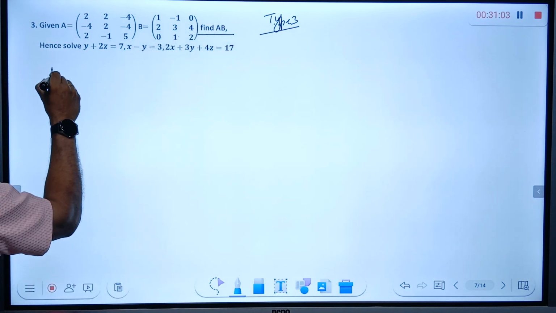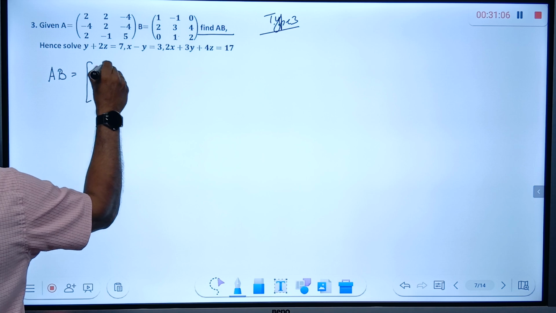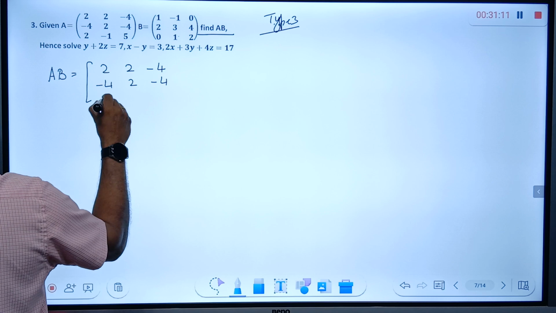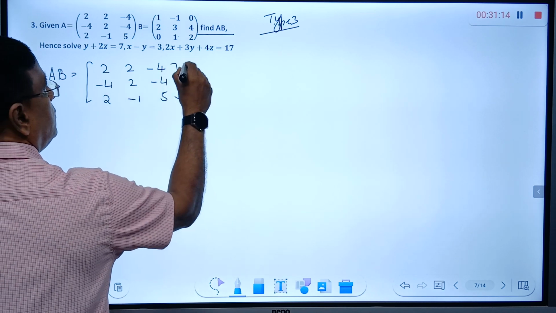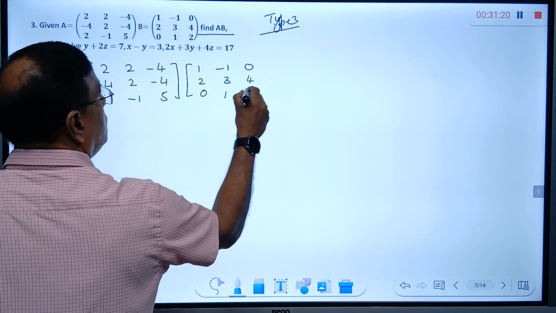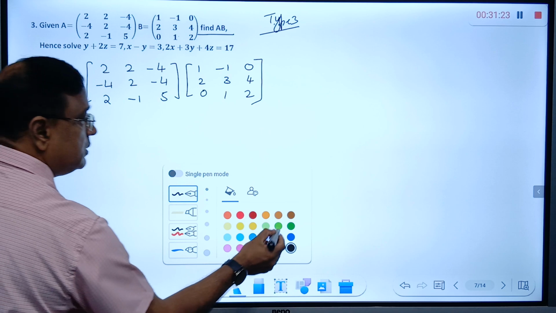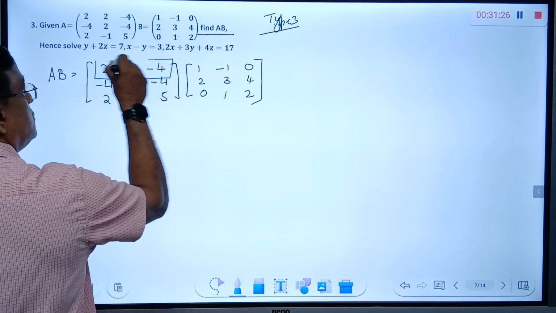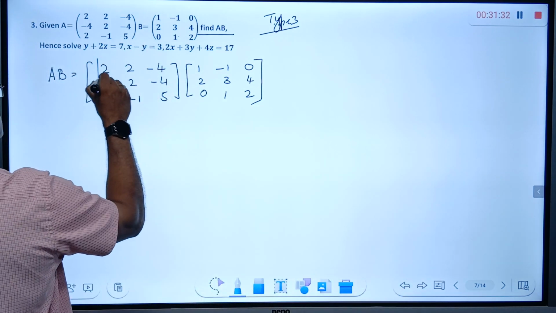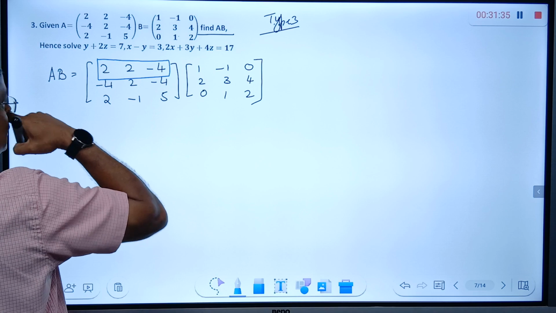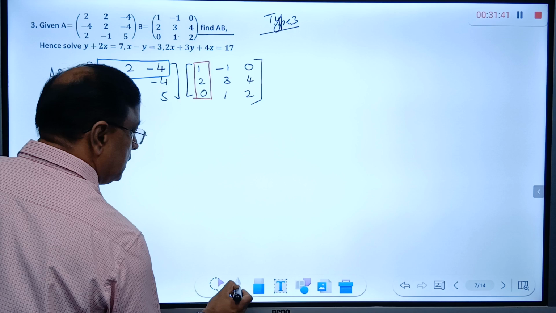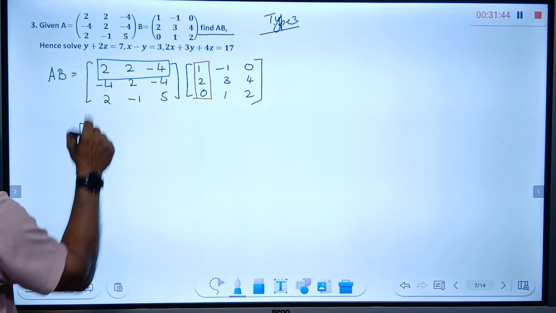So we will first find AB. How do you find AB? This is 2, 2 minus 4, minus 4, 2 minus 4, 2 minus 1, 5 into 1 minus 1, 0, 2, 3, 4, 0, 1, 2. By now, you must be very familiar with matrix multiplication. First row and first column. How do I multiply? First row, first column.